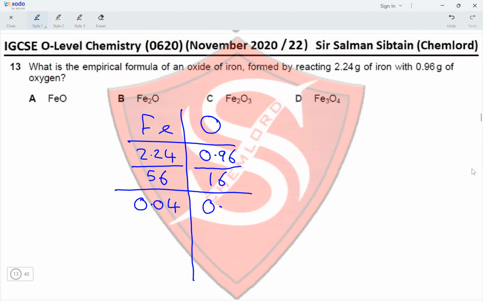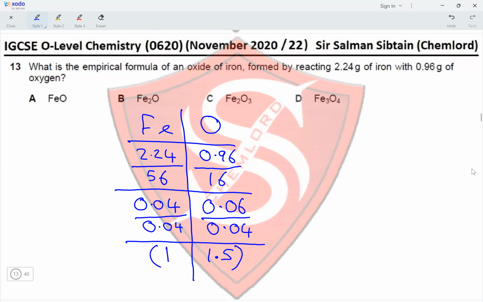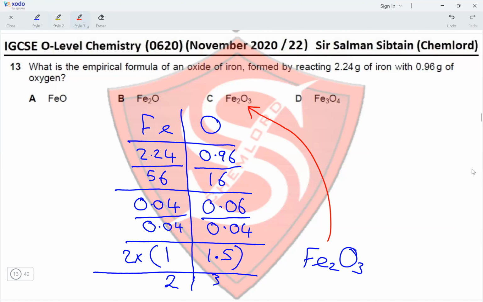and dividing 0.96 by 16 gives us a value of 0.06. So now we divide these by the smaller value out of these, which is 0.04. So we divide both the values by 0.04, giving us a ratio of 1:1.5. Next, we would convert this into whole numbers by multiplying both these values by 2, ending up with 2 for iron in a molar ratio with 3 for oxygen, making the empirical formula Fe2O3. And this makes option C the correct option for this question.